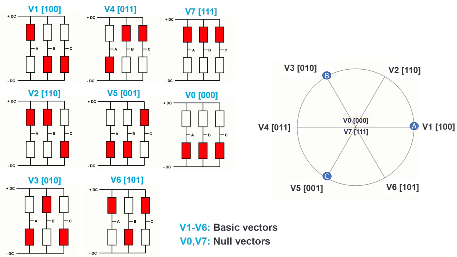Now we know how to control the switches of the three-phase inverter to create the space voltage vectors at the angles shown here. But what we're actually interested in is generating a space vector at any angle and at any magnitude. This will let us create a continuously rotating voltage vector of any magnitude. This can be done using PWM.